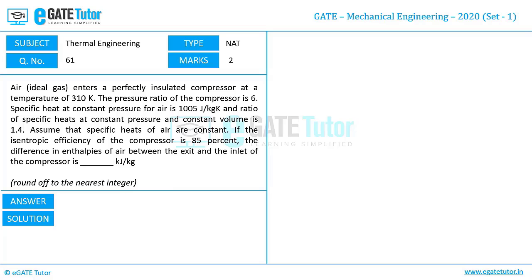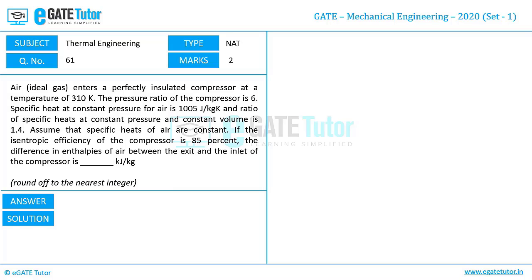Air, an ideal gas, enters a perfectly insulated compressor at a temperature of 310 Kelvin. The pressure ratio of the compressor is 6. Specific heat at constant pressure for air is 1005 joules per kg Kelvin, and the ratio of specific heats at constant pressure and constant volume, that is Cp by Cv, which is gamma, is equal to 1.4, given. Assume that specific heats of air are constant.